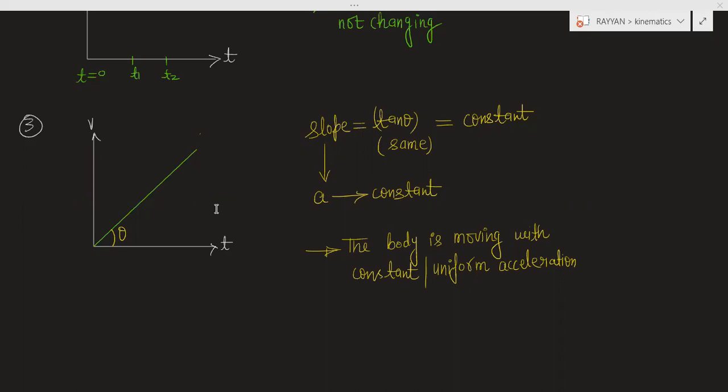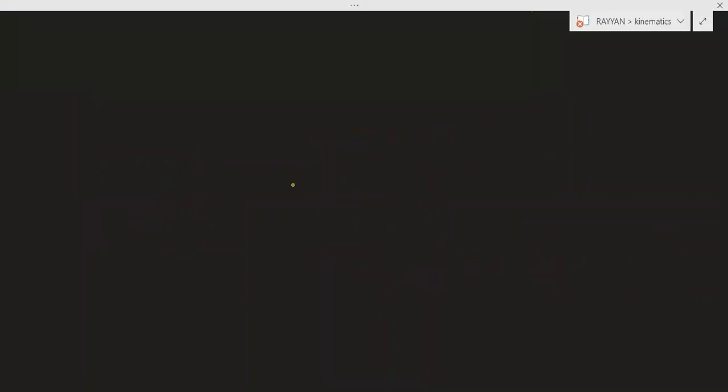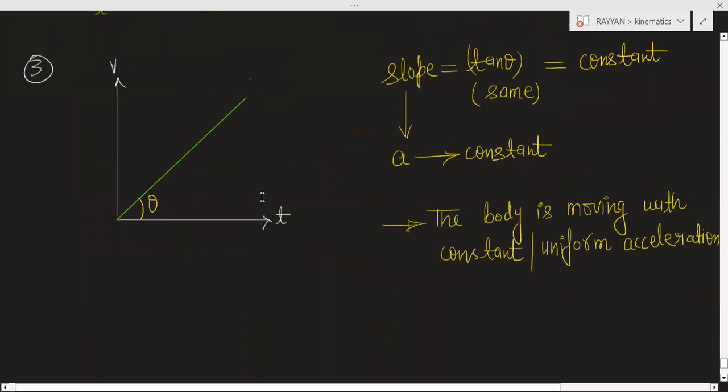Okay, sir. Write it down. Now we will discuss the next graph. The next graph is like this. Graph number 4.